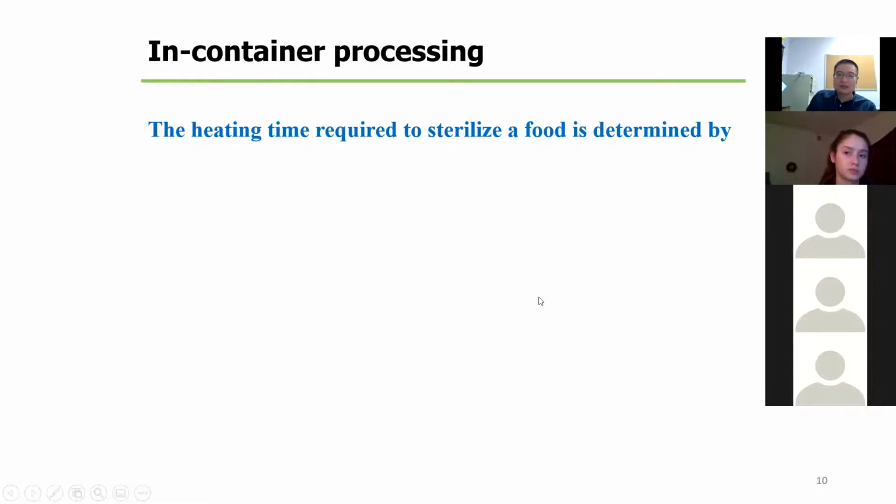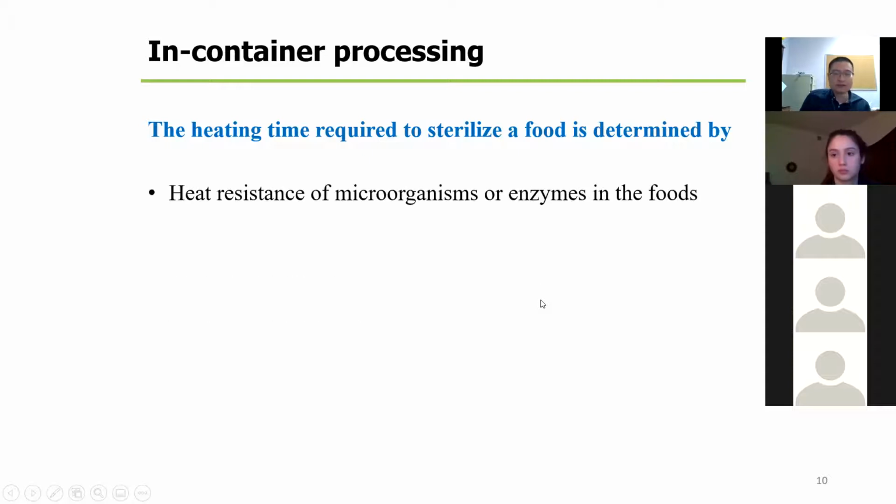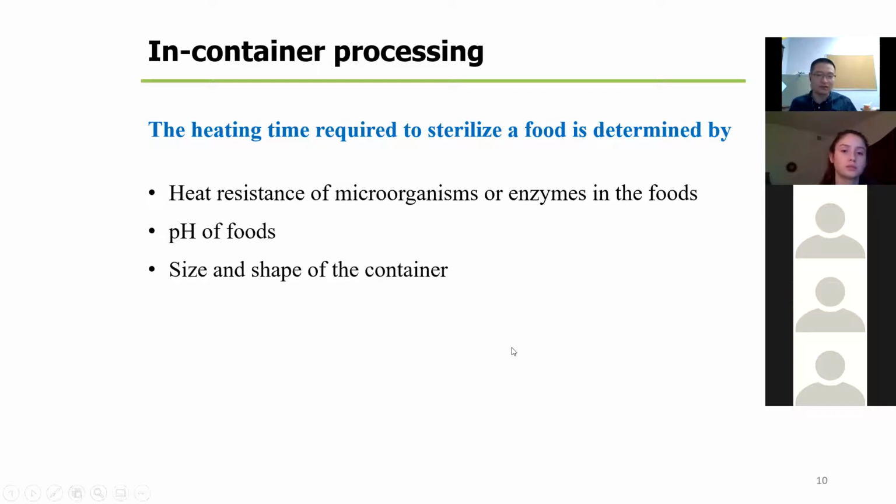So to determine the heating time for a food product, usually we have to consider several different aspects. For example, the heat resistance of the microorganism. I showed you that different microorganisms have different sensitivity to heat, and also whether the food is acid food or non-acid food, right? And you had the exam question, and you did pretty well.